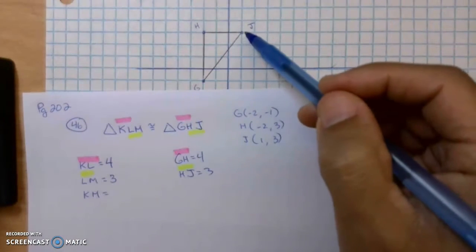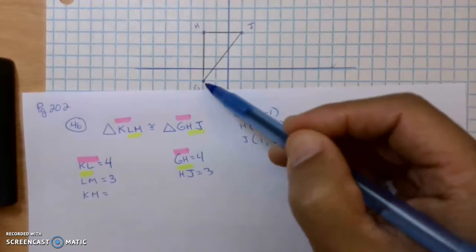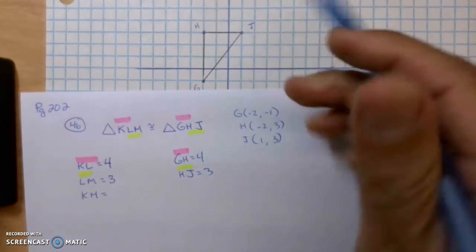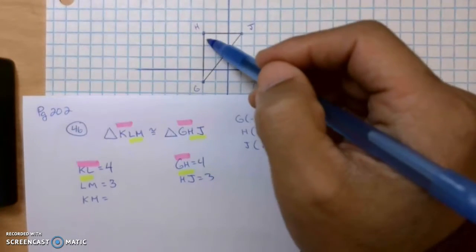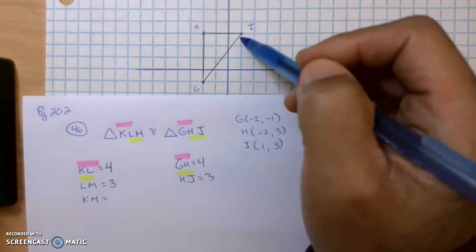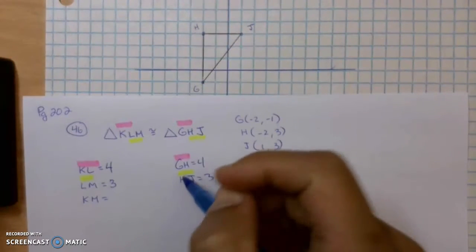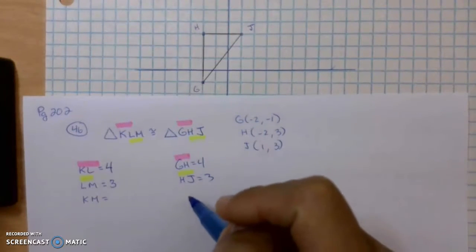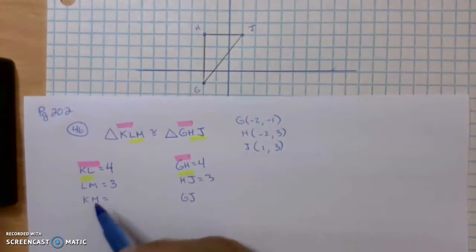Now the one that is going to take a little bit of time to calculate, because there's no tick marks going diagonally, is G to J. You could use the graph paper and do a squared plus b squared equals c squared. In fact, this is a right triangle right here. We can just go a squared plus b squared equals c squared, or we can just use the distance formula to figure out the distance from G to J, which would be the same as K to M.